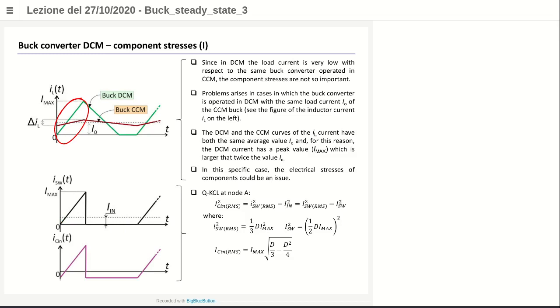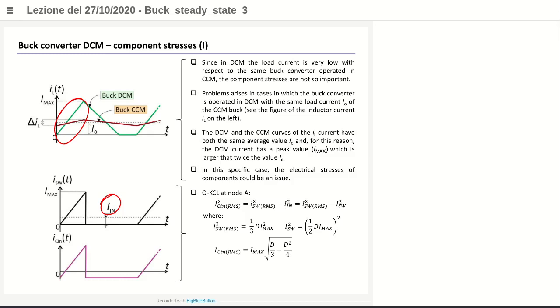Which is the expression of the current flowing to the input capacitance. It is the same as the switch current less the average value of the switch current. But the average value of the switch current is the input DC current. So you can get this expression here. So nothing different from what we learned in CCM, the same operating steps.